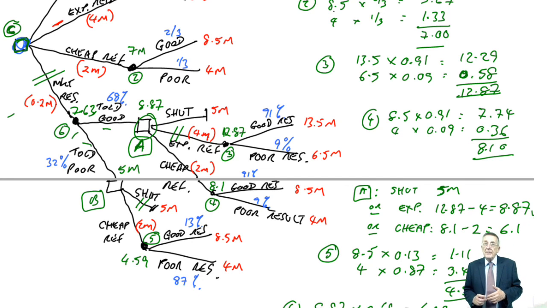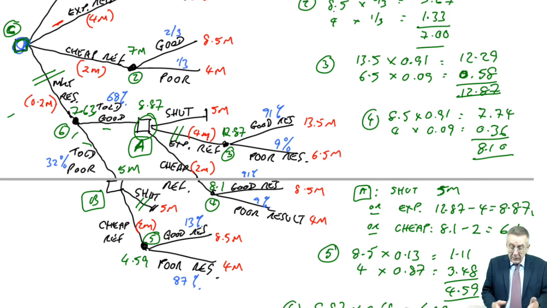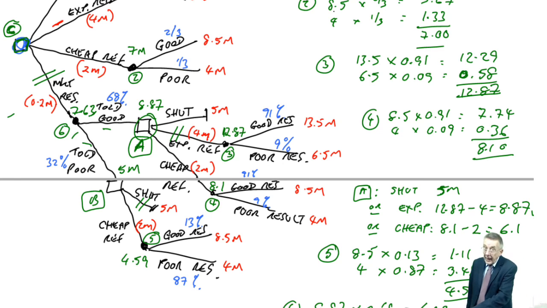Imperfect knowledge is what's happened here. So they tell us it's good. It does mean it's much more likely to be good, but it's not perfect. They could be wrong, which of course is more realistic in real life. Okay, there we are.